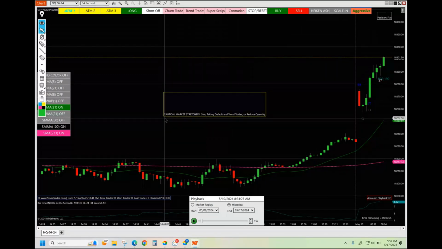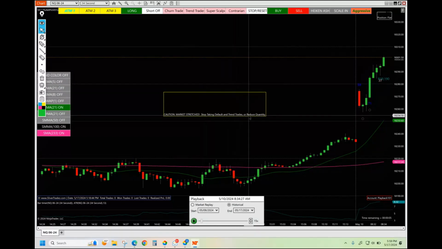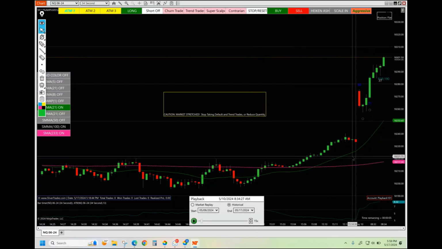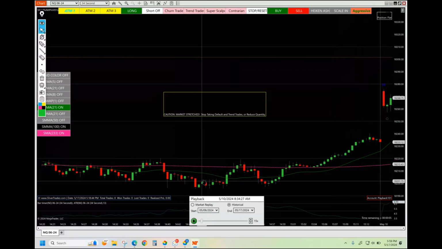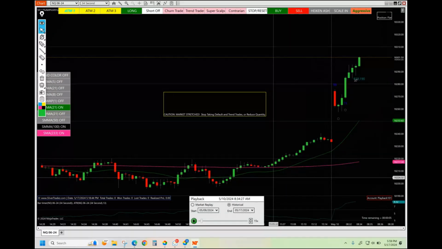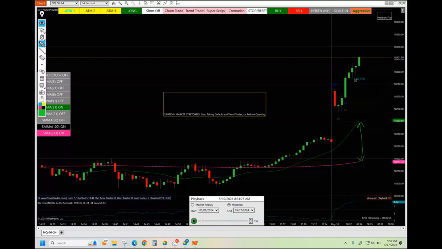So here you see the warning: caution, market stretched. Stop taking default and trend trades or reduce quantity. So market is stretched from where? That's the question, right? Market stretched from the moving averages. If you see, market has stretched from here. There is a gap between these two, and there is a gap between these two. It's a double stretch. Double stretch is, we got to be very, very careful in that case.